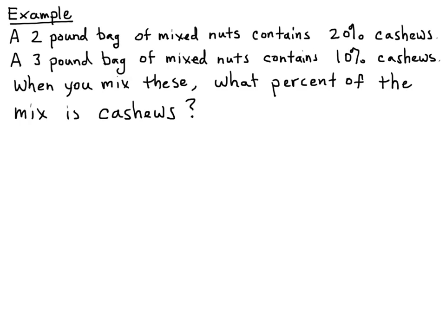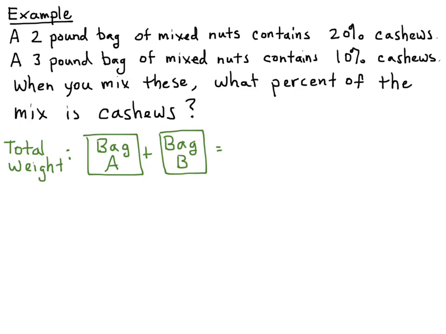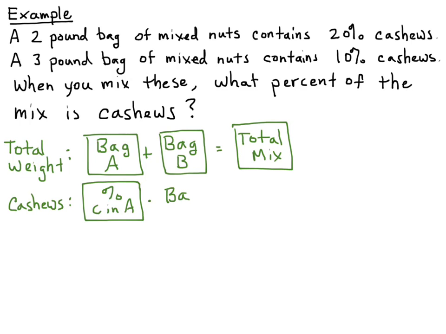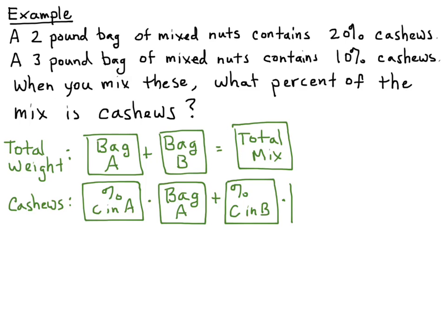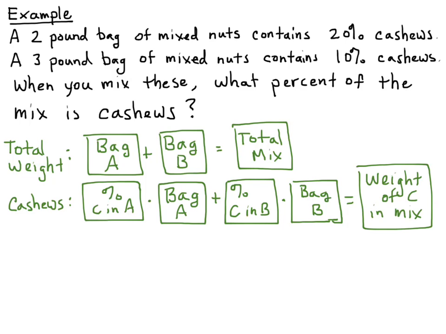Okay, so if we go back to our model, we say the total weight is going to be bag A plus bag B is the total mix, and for cashews, it's the percent of cashews in A times the volume of bag A, plus the percentage of cashews in bag B times bag B, and that'll be the total amount of cashews we have in the mix.